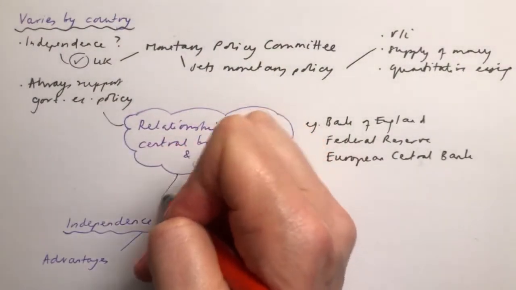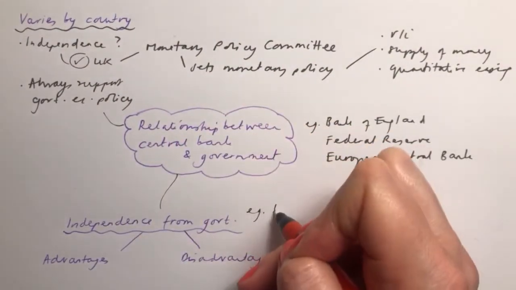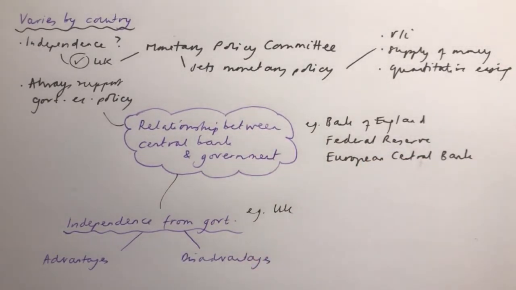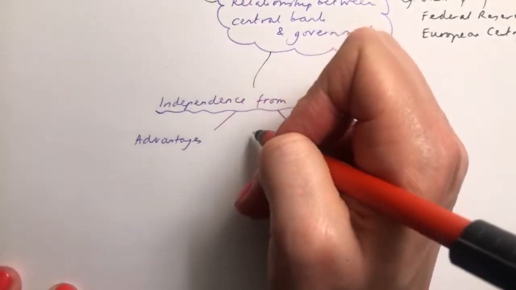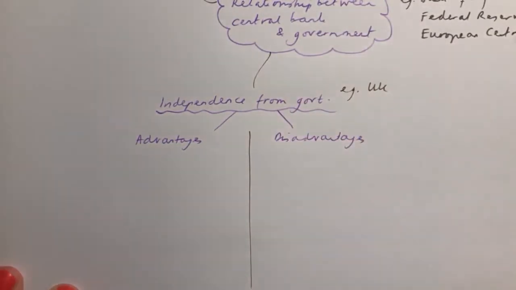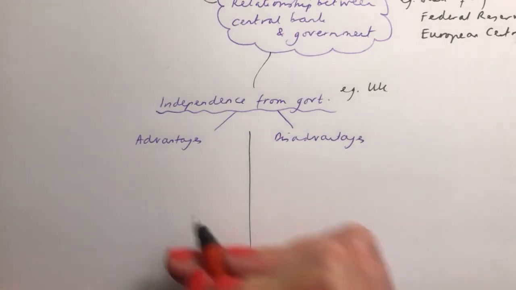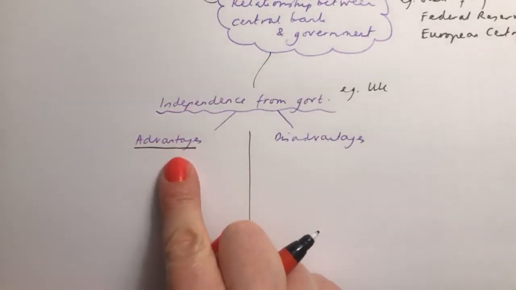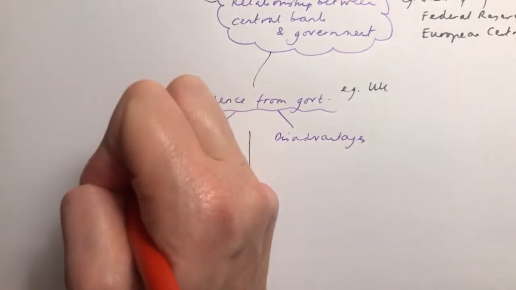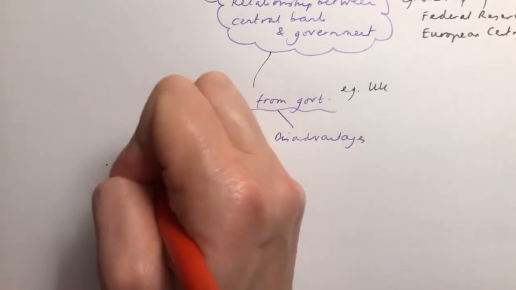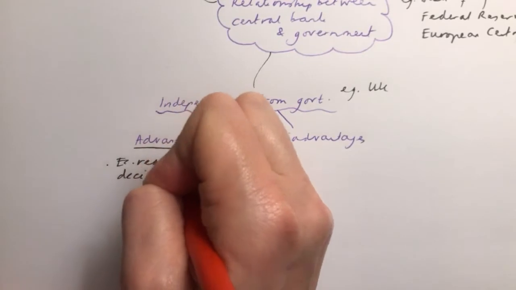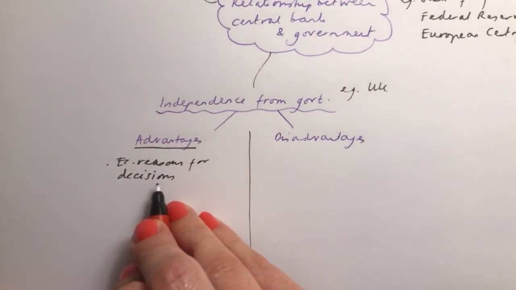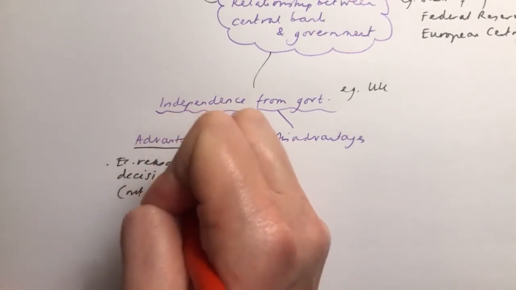Then, if you have independence from the government, so for example, in the UK, where the Bank of England is completely independent of the government, this has certain advantages, but also disadvantages. And this is the kind of thing that you may have to write about in the exam. Some of the advantages: if you have an independent central bank, they will always be looking at the economic reasons for decisions, and they will be working in the best interests of the economy of the country. This will not be political.